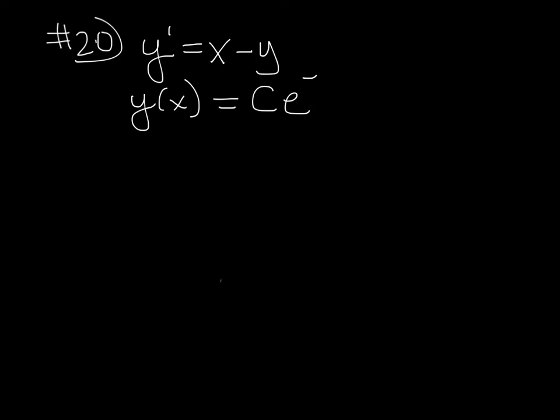Okay, number 20. Our given differential equation is y prime equals x minus y. We're given a function of x, which is equal to c e to the negative x, where c is a constant, plus x minus 1, and we're also given an initial condition.